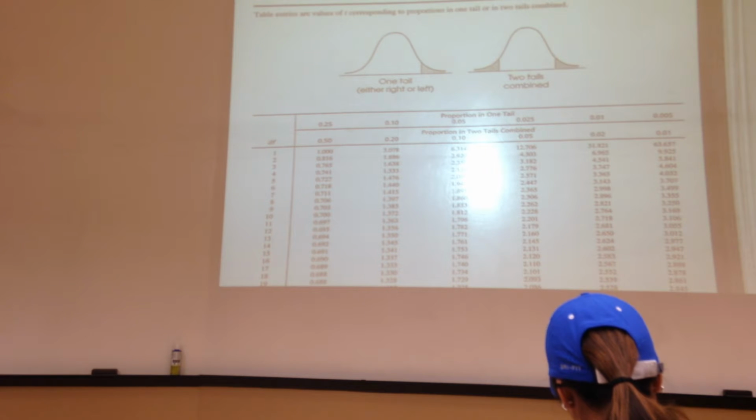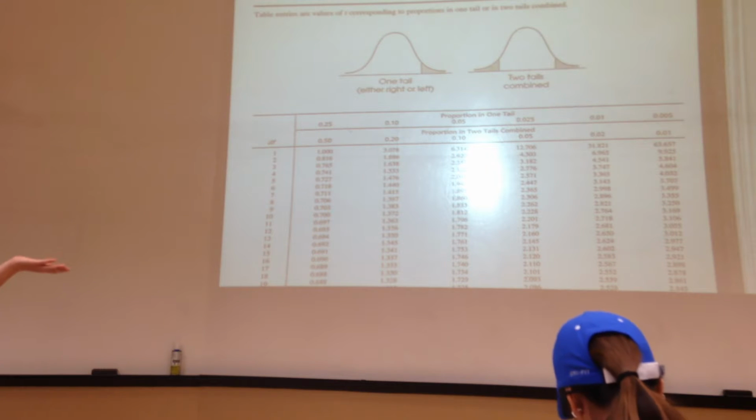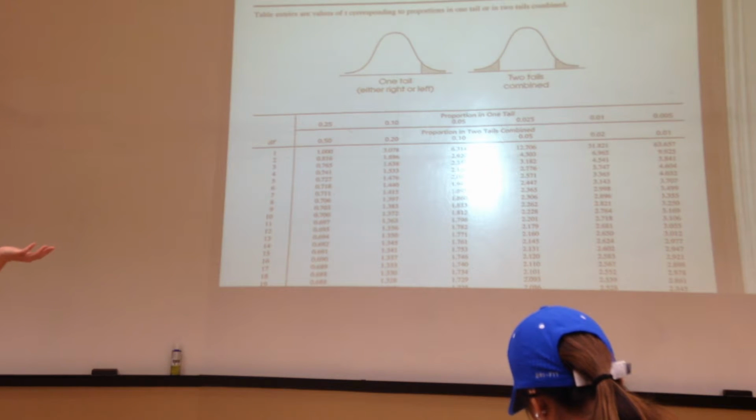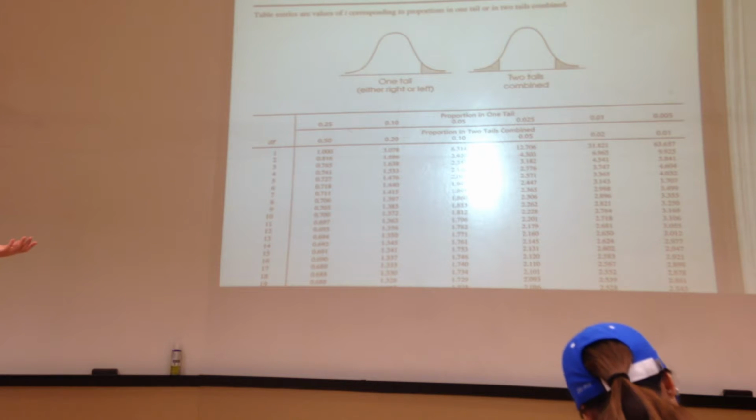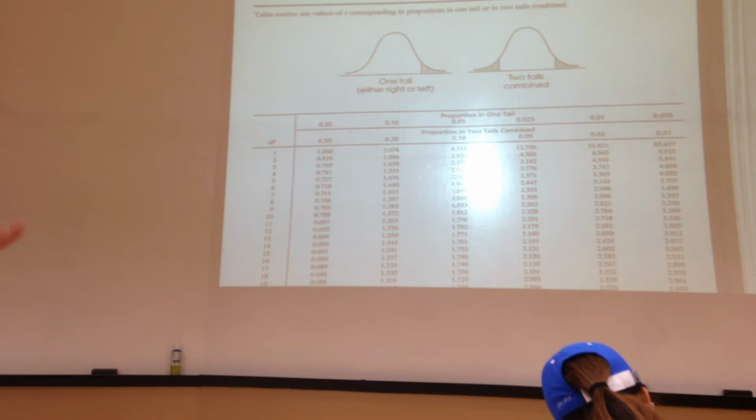A two-tailed test is where you're not sure which end, so you're basically covering your bases. You think that it's going to be different, but you're not sure how it's going to be different, so you look in two places.